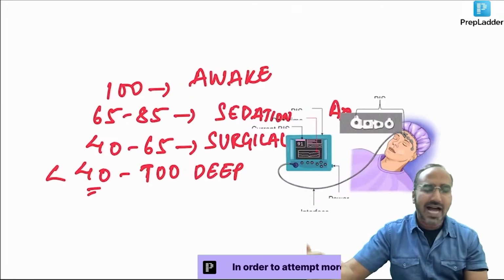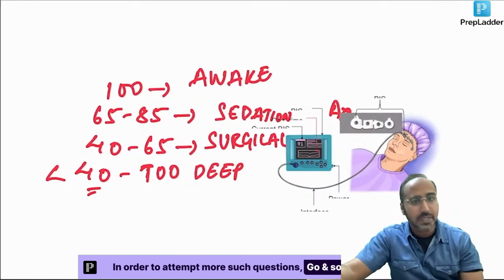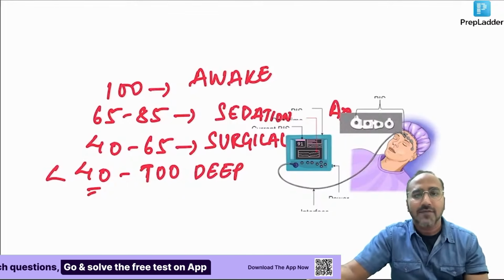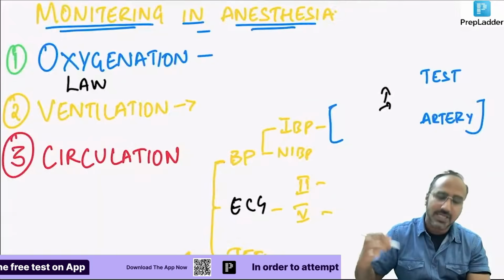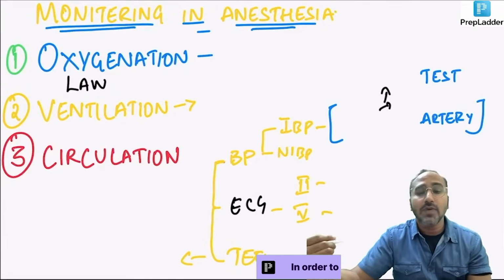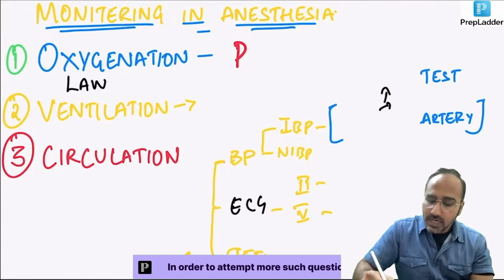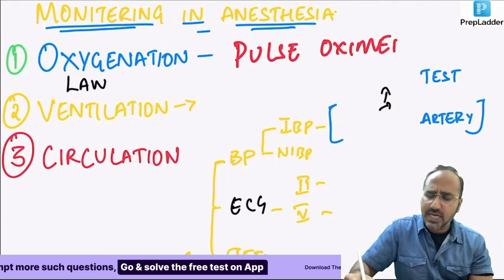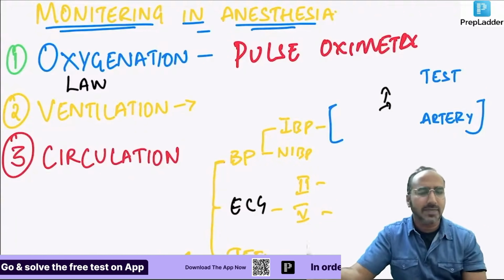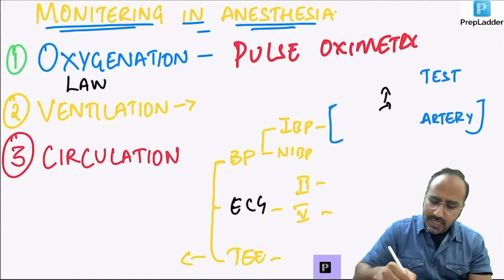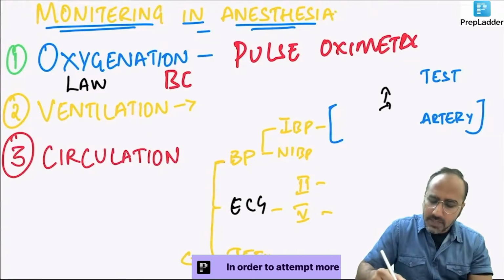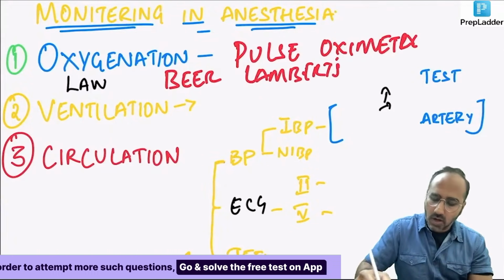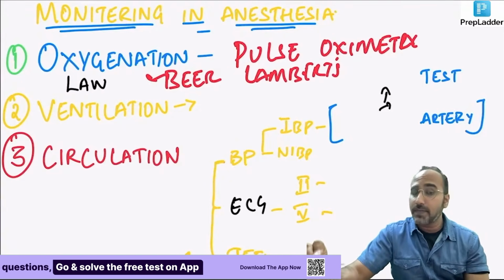Now guys, as we are discussing monitoring, we also need to remember that apart from neuromuscular monitoring and BIS, we also monitor the patient's oxygenation, ventilation and circulation. How will you monitor the patient's oxygenation? You monitor the patient's oxygenation by pulse oximetry. That is very, very easy. Just apply a pulse oximeter, which usually works on what law? It works on Beer-Lambert's law.